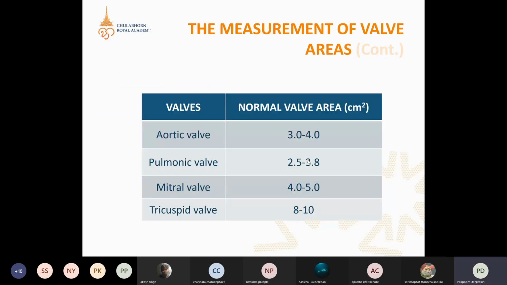This is the normal value area ranges, if you want to memorize them. The normal value of the aortic valve is around 3 to 4, pulmonary valve 2.5 to 3.8, mitral valve 4 to 5, and tricuspid valve 8 to 10 square centimeters.